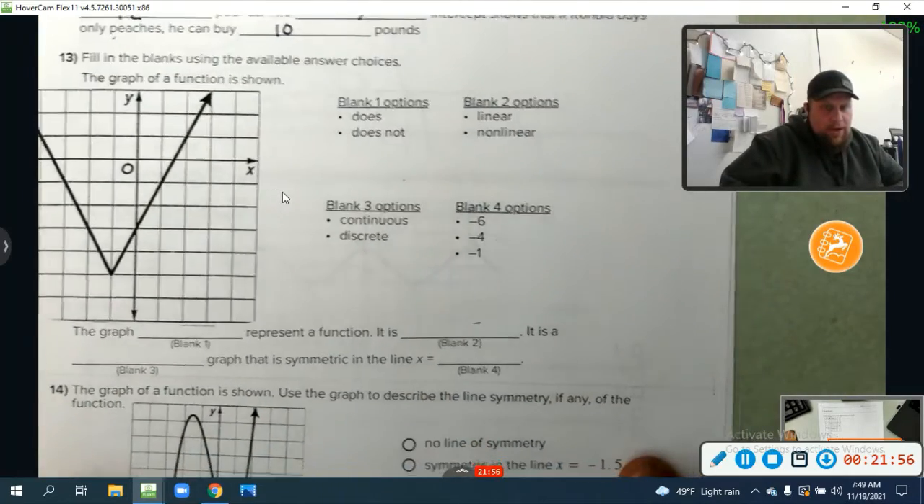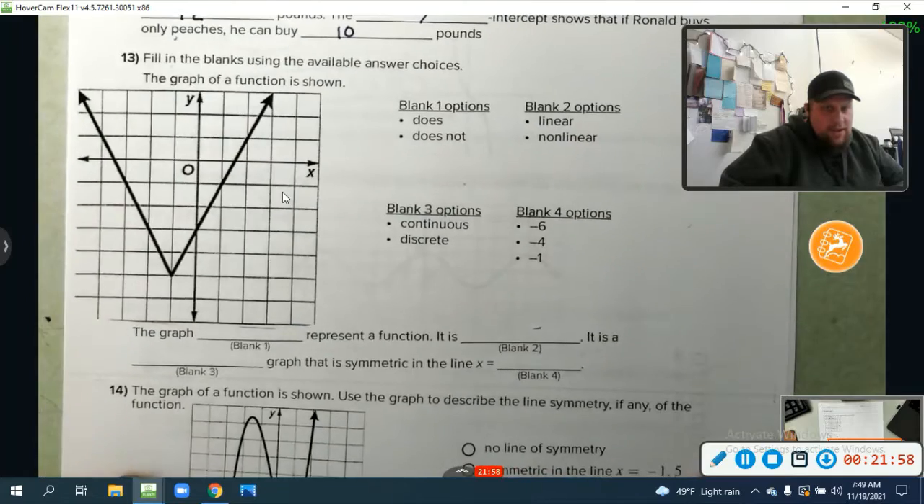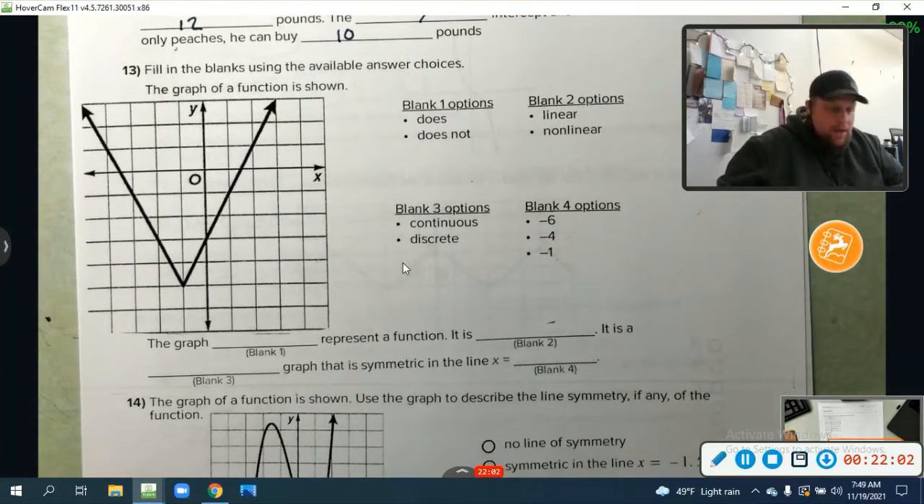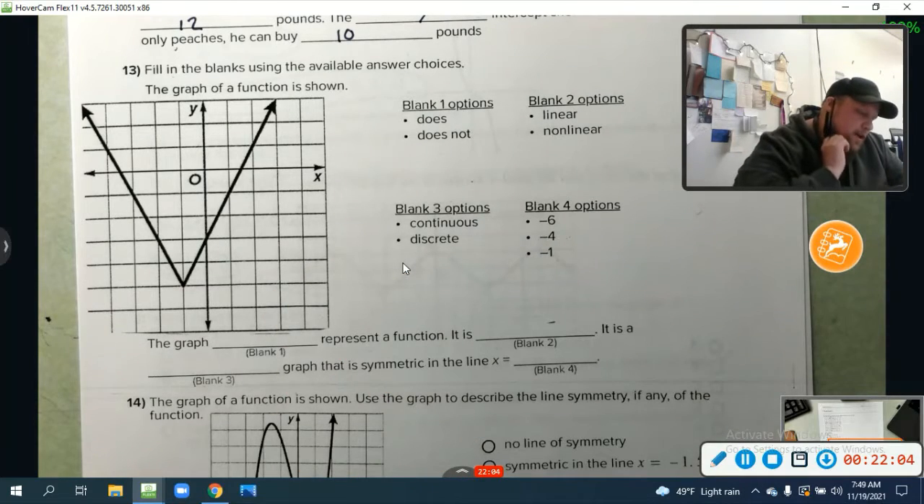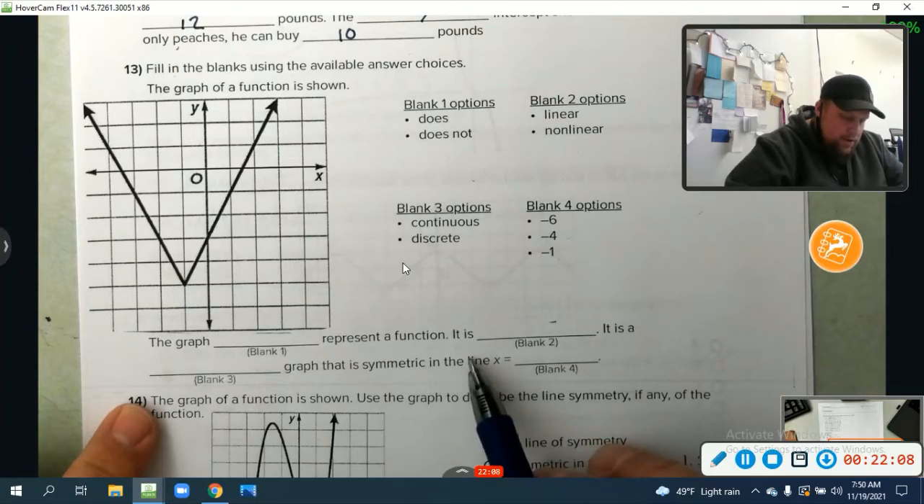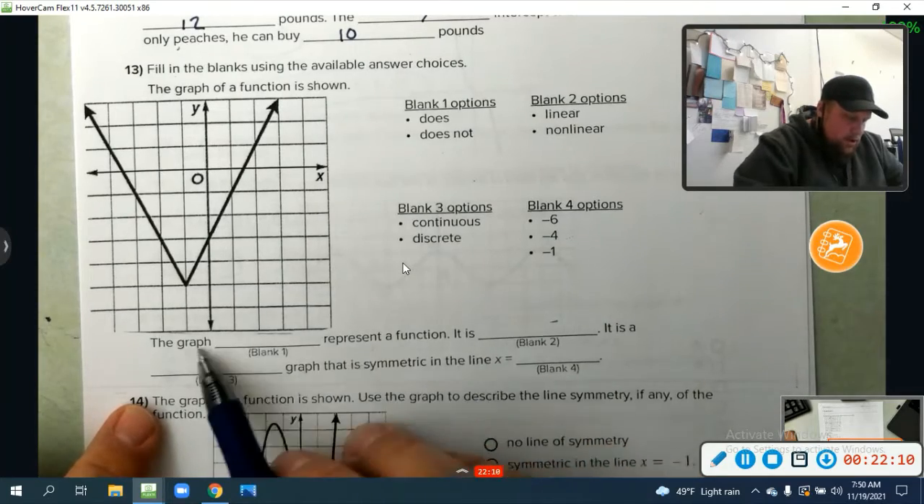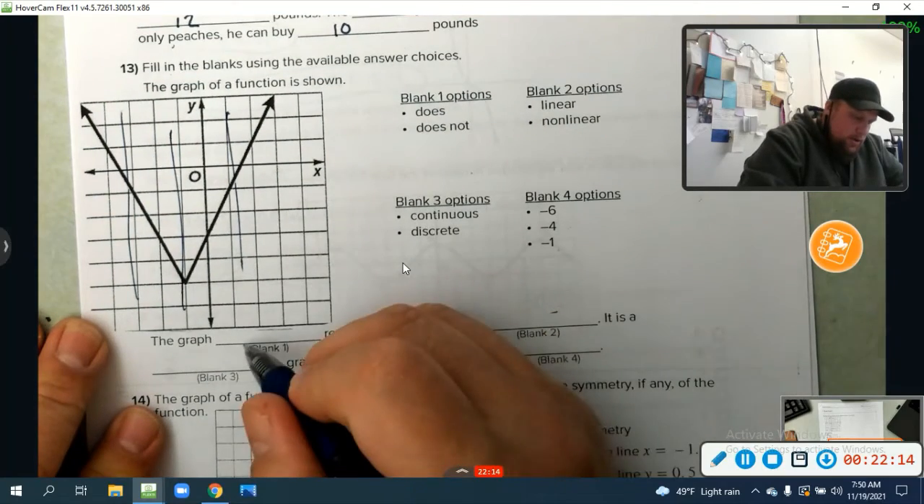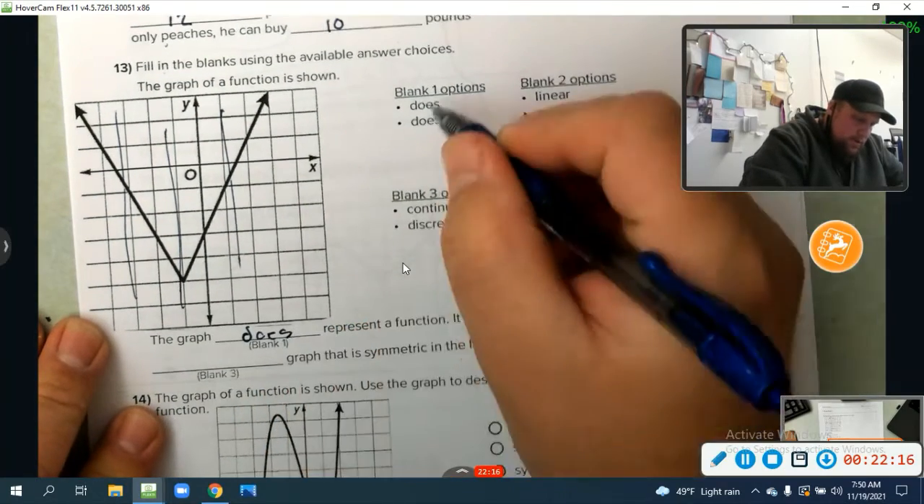Ooh, I already told you what kind of a function this is. Anytime you see that V, it's going to be an absolute value. But let's see what it's asking us. The blank represents a function. The graph, let's see, does it pass the vertical line test? Yep, everywhere we go, does. That was one of our choices up here.